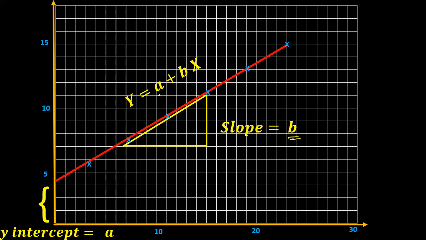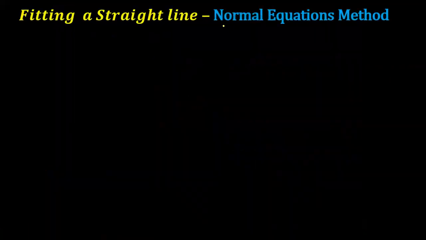There are two methods to find out A and B. One, I'll use the equation. Another one, I'll use a direct method. Both methods we are going to discuss here. Now we'll move on to an example, fitting a straight line using the normal equations method. We are going to see the first method, which is called the normal equation method.